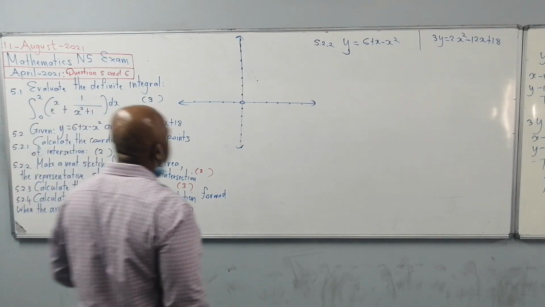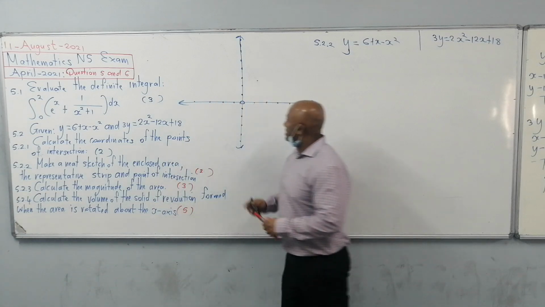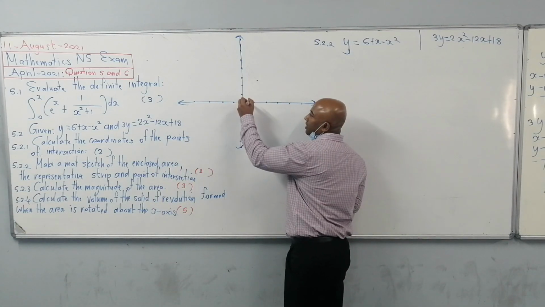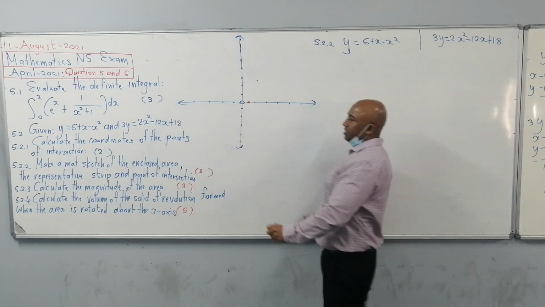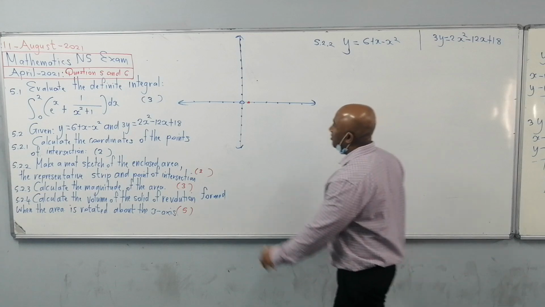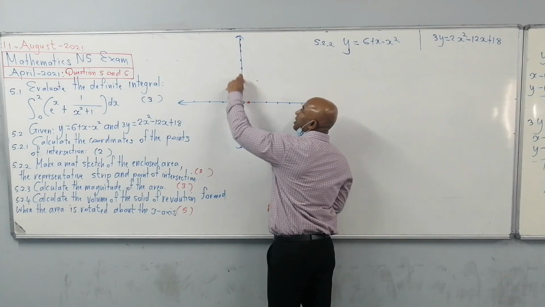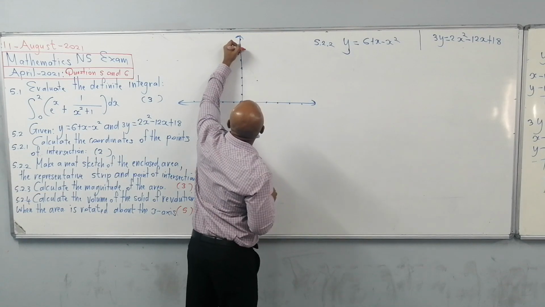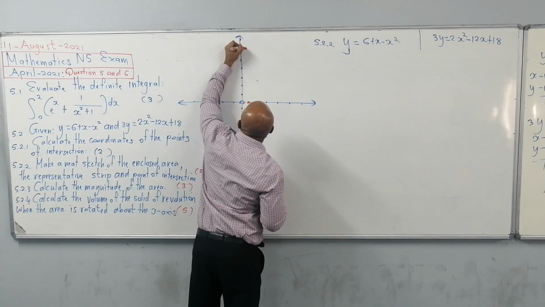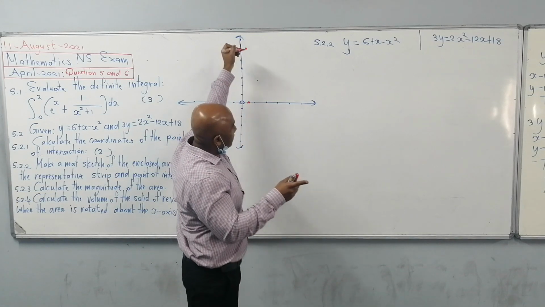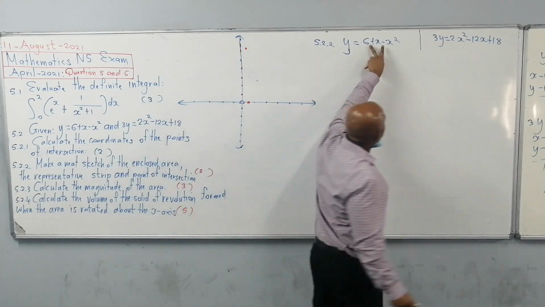That is 0.5. So if this is 0 and this is 1, 0.5 is somewhere around here. So there's my 0.5. And the y value of the turning point is 6.25. So if this is 1, 2, 3, 4, 5, 6, 6.25 is somewhere here. So that's 0.5, 6.25. So that is the turning point. And I'm talking about this graph.